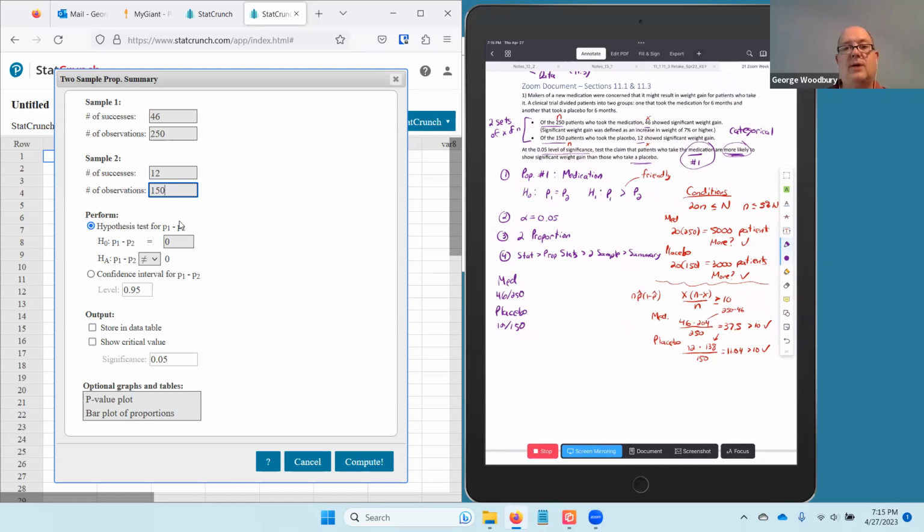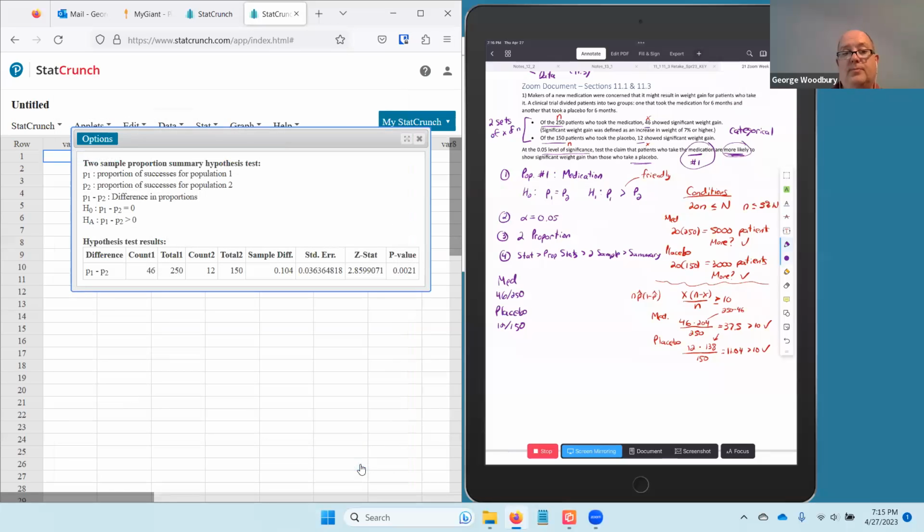So for all the tests in chapter 11, that 0 doesn't change, but the sign for HA, H1, does need to change. And here it's got to be a greater than sign. And that's it. So you enter your first sample, your second sample, pick the right sign for HA, and you go. And here we've got Z equals 2.86, and the p-value is 0.0021. We compare that back to the level of significance, and that is a low p-value.